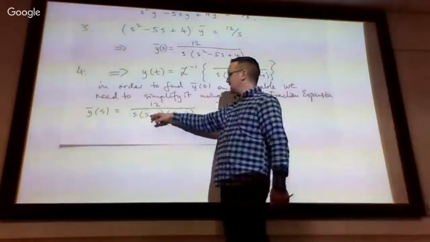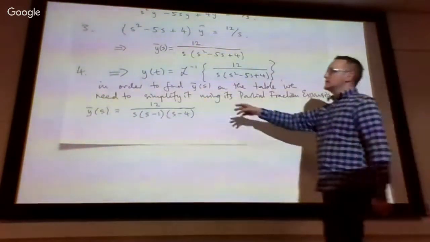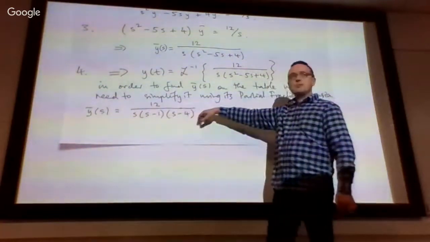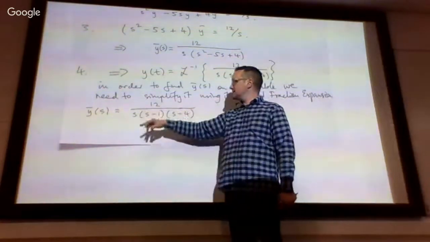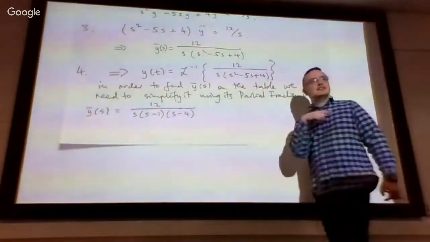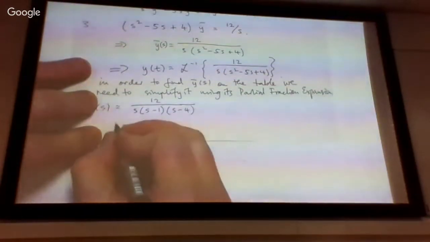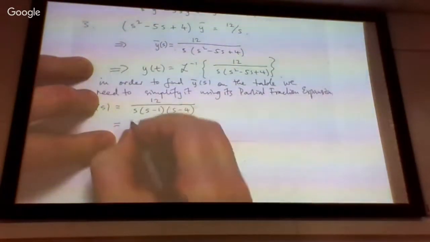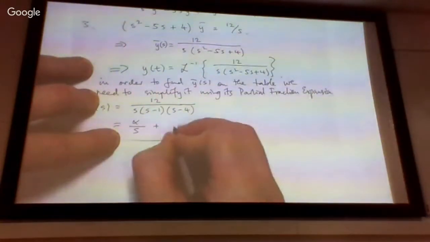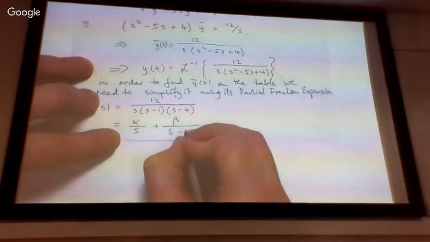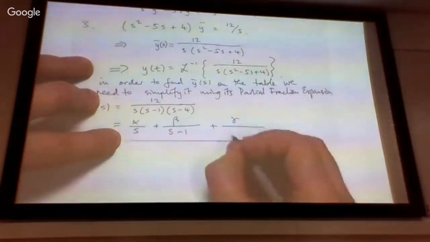So these are all s's now on the bottom. So that's quite a nice form set up for finding the partial fraction expansion. You've got 3 linear factors here: s, s minus 1, and s minus 4. They each appear to power 1. You've just got a constant on top. So the form of the partial fraction expansion we'll need will be some constant alpha over s plus some constant beta over s minus 1 plus some other constant gamma over s minus 4.